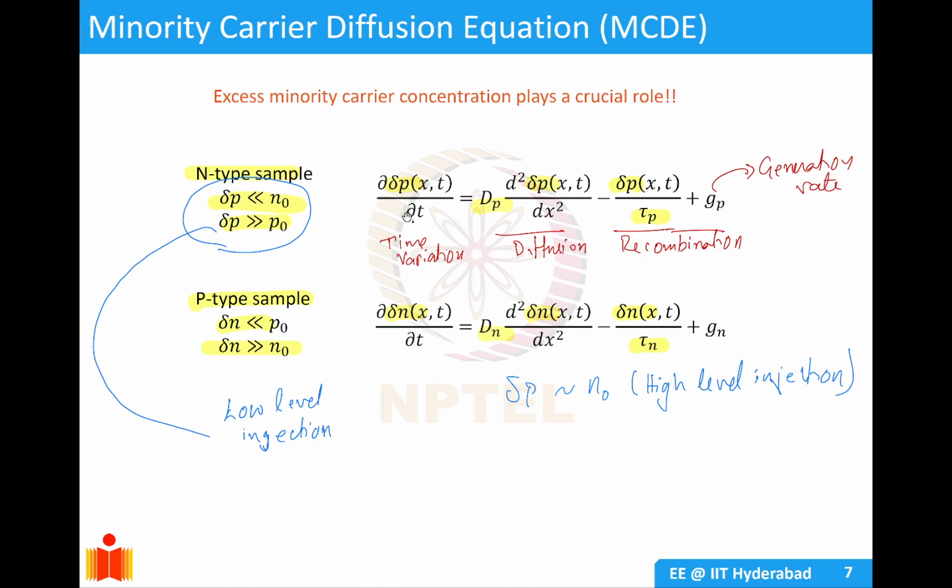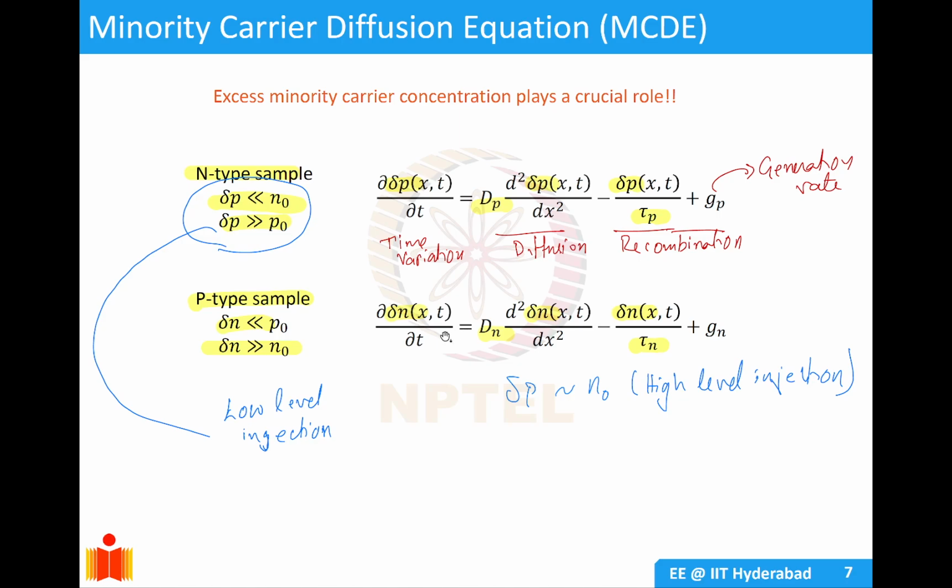Del of delta p by del t is equal to Dp del square delta p by del x square, minus delta p by tau p, plus Gp. This term is the diffusion rate, this is the recombination rate, and this is the generation rate.